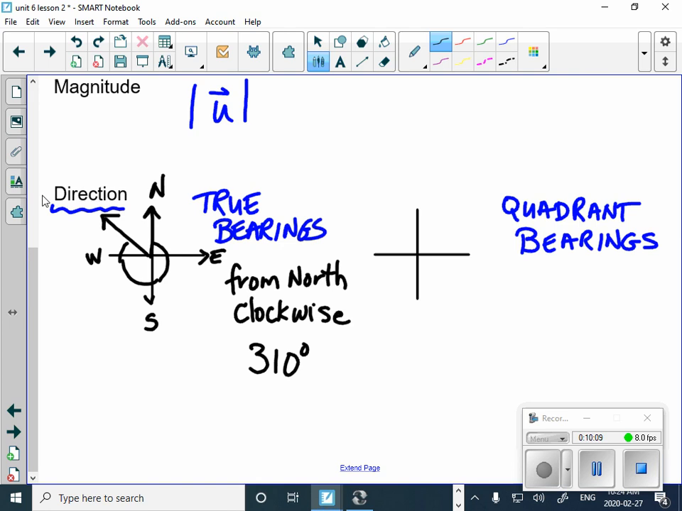Quadrant bearings start with either north or south, face that direction, and turn so many degrees towards the east or the west. So for example, north 50 degrees west means we started by facing north. We turned 50 degrees towards the west. That would be our vector.